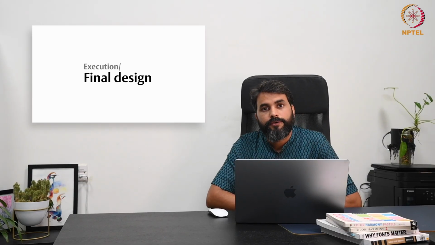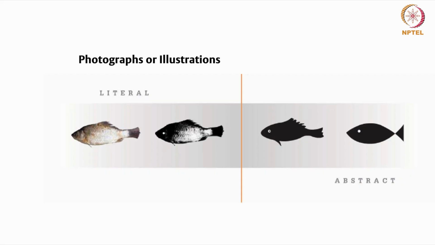So there are a few more things to be taken care of for a design to be more appealing and good looking. For example, whether you should use illustration or photographs, whether you want to communicate to a wider audience or whether your audience is very specific, accordingly you pick the images. If you want a very universal language, you might shift towards abstraction. If you want a very literal meaning to be decoded, then you might use direct iconic images.